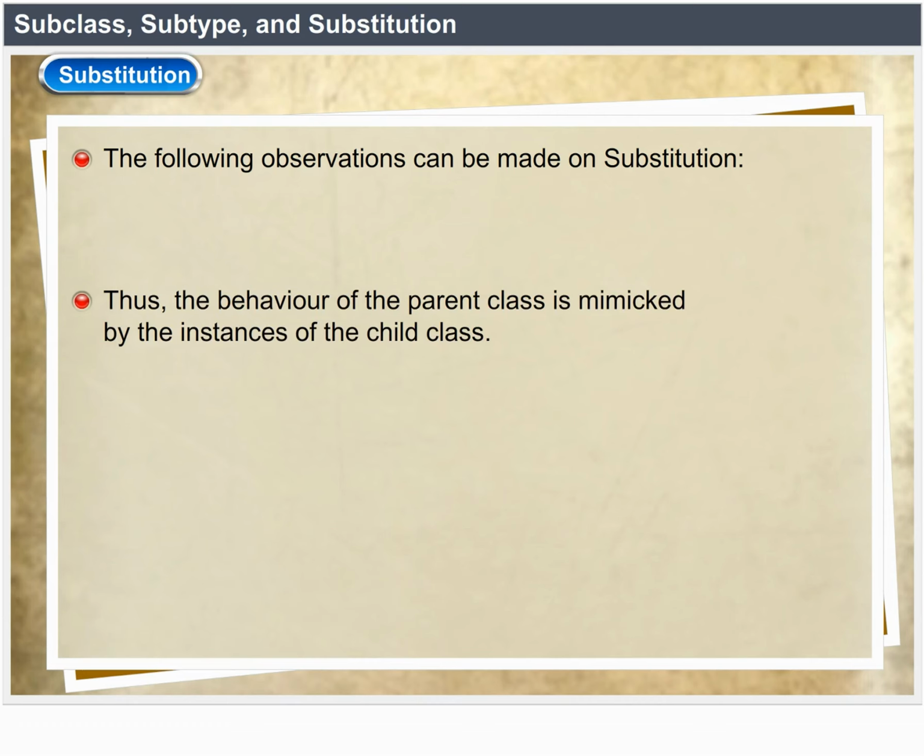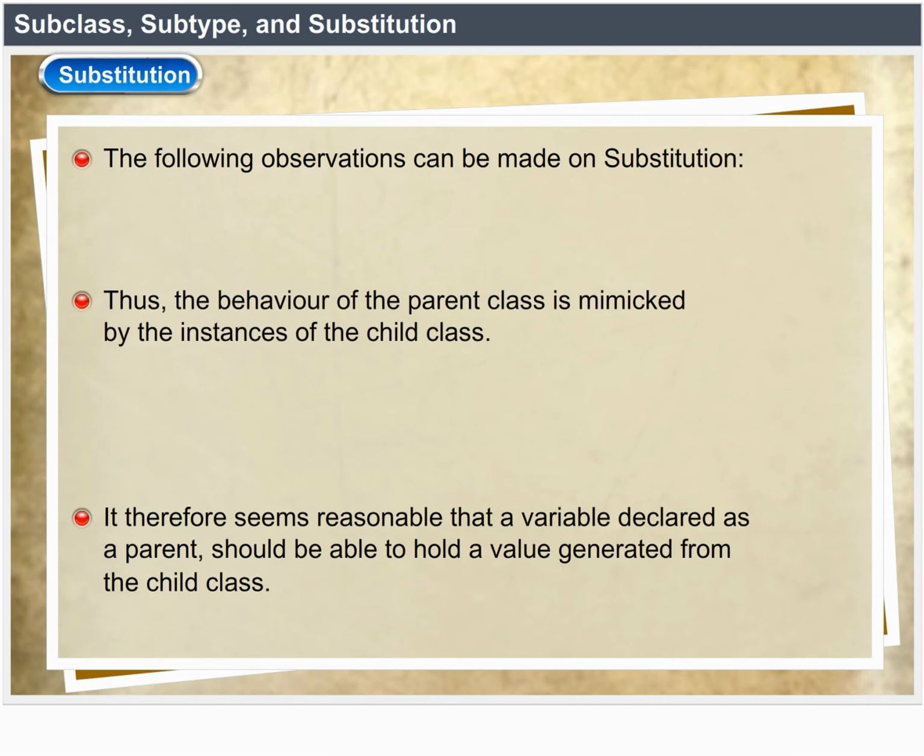As the behavior of the parent class is mimicked by instances of the child class, it therefore seems reasonable that a variable declared as a parent should be able to hold a value generated from the child class.